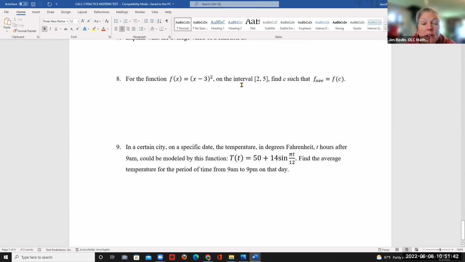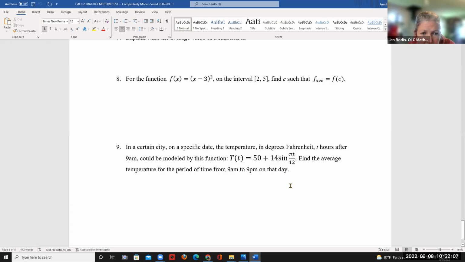And I talked about this yesterday in class. I said I'm not going to ask you to find C, where F average equals F of C. But I explained towards the end of class what that means. So I won't put one on there that's asking you to find C. I think I put one on the homework assignment though. And then this one is also an average value problem.